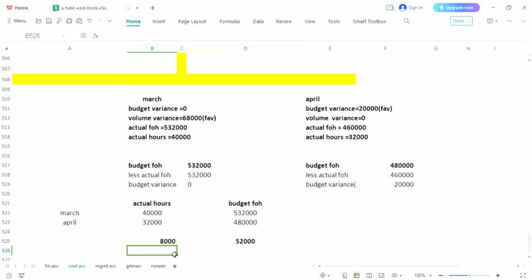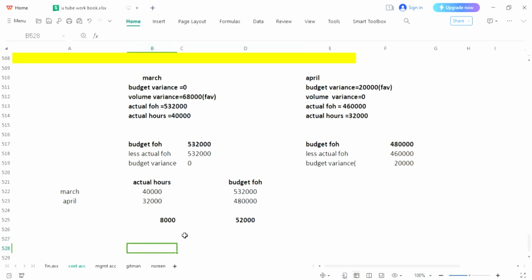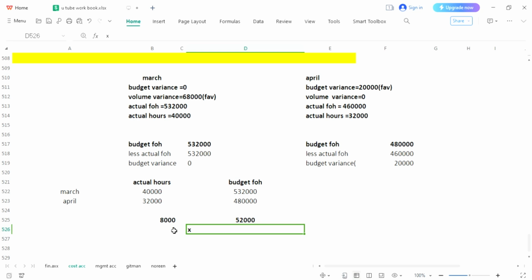Next step is easy. You want to calculate the rate for 1 hour. How much cost would be changed? This is our question. Again, understand what we are trying to say. If 8,000 hours have changed, your cost has changed by 52,000, and now we want to calculate the rate. Rate is always calculated for a single unit. For one unit, how much amount would change? Next step is to cross multiply.